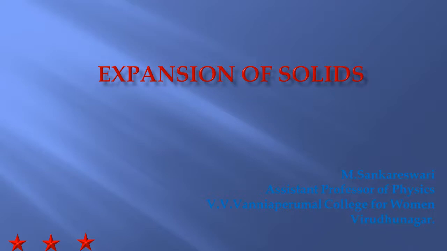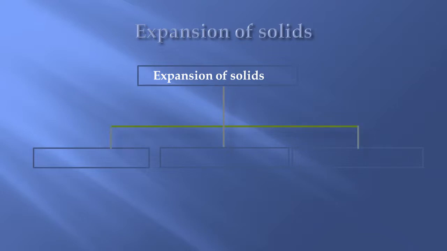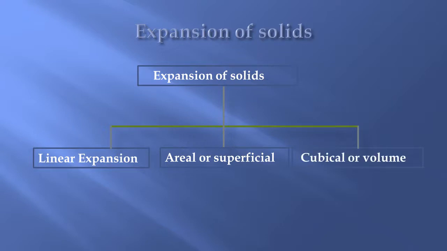I am going to explain about the expansion of solids. Almost all bodies expand on heating. When a solid is heated, the expansion may take place in three different ways. If the expansion takes place lengthwise, it is called linear expansion. If the expansion is aerial or superficial, it is called aerial expansion. If the expansion is volume-wise, it is called volume expansion.